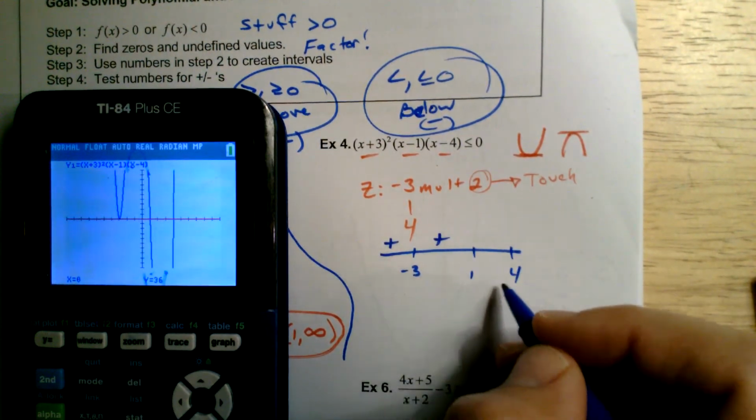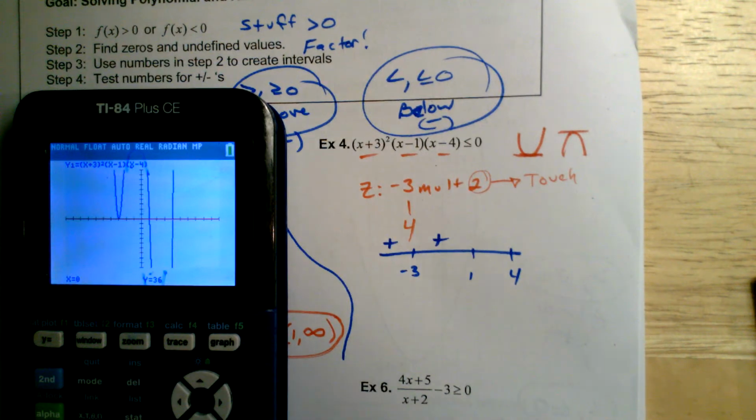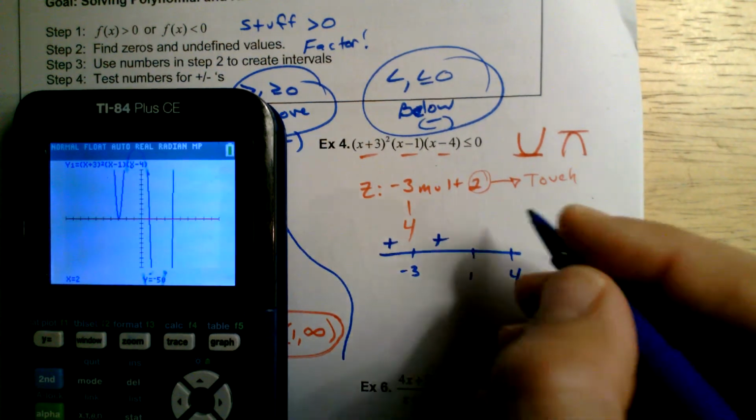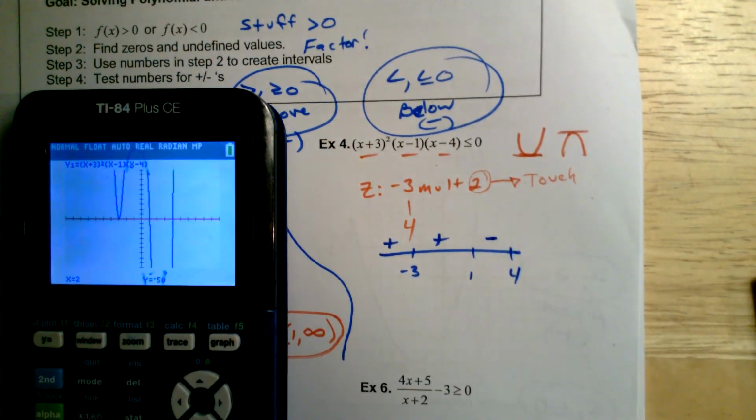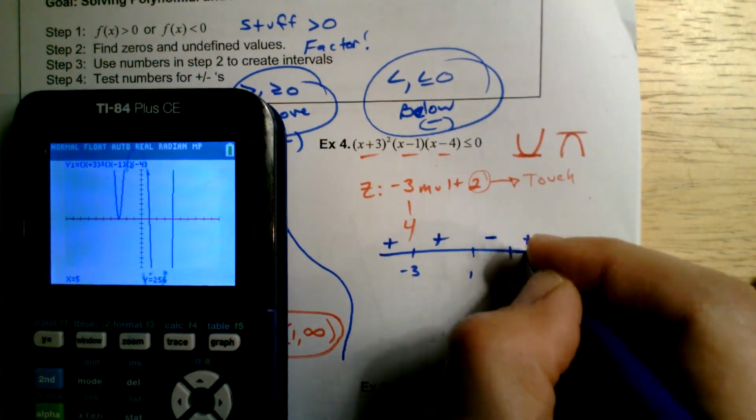Then I choose a number between 1 and 4, like 2 or 3. So I plug in 2. That gives me a -50. That's a negative region. And a number to the right of 4 would be like 5 or 6 or 7. Just plug in 5, and I get a positive 256.